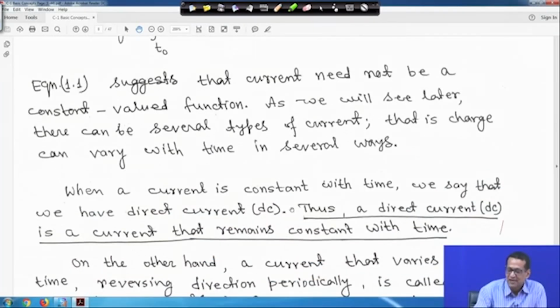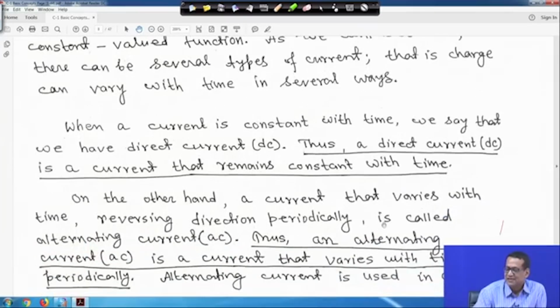When a current is constant with time, we say that we have direct current, that is DC current. I will show you the diagram. Thus, a direct current is a current that remains constant with time, whatever the time may be. On the other hand, a current that varies with time and reverses direction periodically, that is plus minus, is called alternating current.